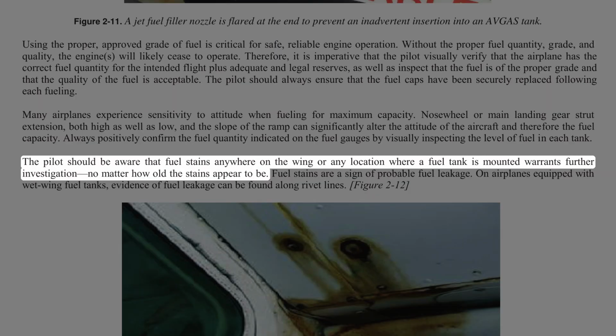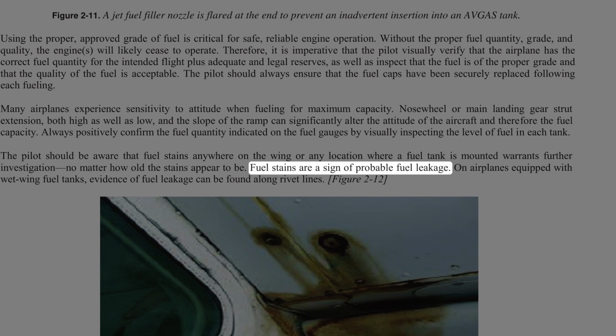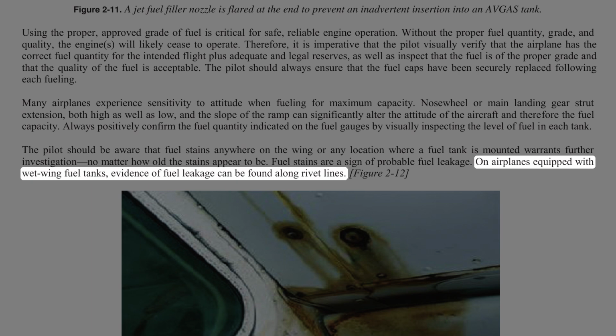tank. The pilot should be aware that fuel stains anywhere on the wing or any location where a fuel tank is mounted warrants further investigation, no matter how old the stains appear to be. Fuel stains are a sign of probable fuel leakage. On airplanes equipped with wet wing fuel tanks, evidence of fuel leakage can be found along rivet lines.